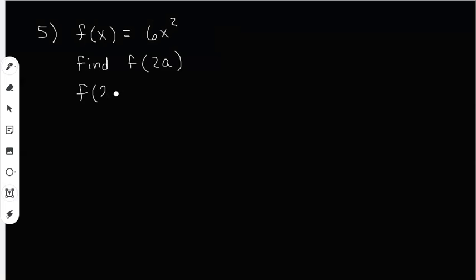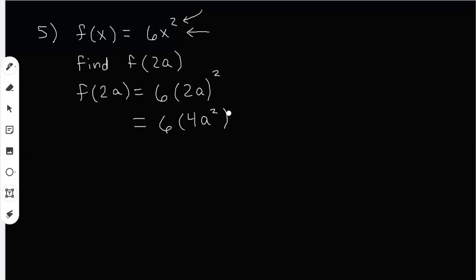So I'm going to write f of 2a, and then I'm going to keep this function the same. But I'm going to replace x with 2a and see what happens. Okay? So I bring down my 6. I put 2a inside parentheses, and then I square it because the exponent up here is a 2. So now I have to square 2a. What happens if I square 2a? I'm going to get 2 times 2 is 4. And if I square a, I'm going to get a squared. And then I close up my parentheses. Okay, so now the last thing I need to do is multiply everything by 6. And that's just going to multiply the 6 by the 4 to get 24. And then the a squared comes along for the ride.